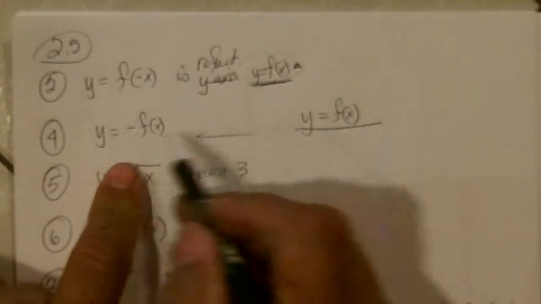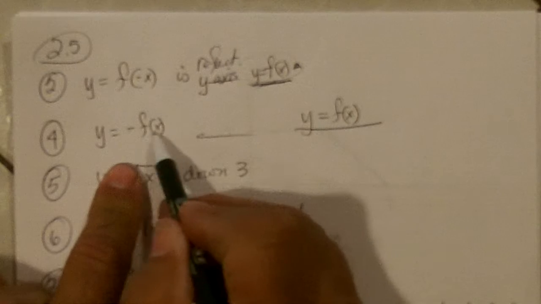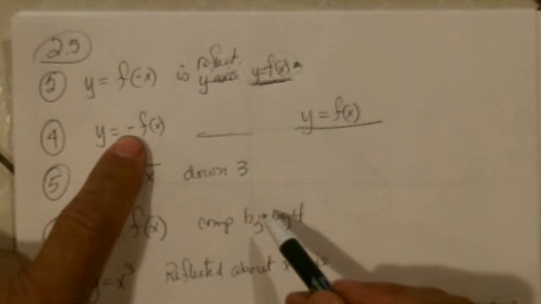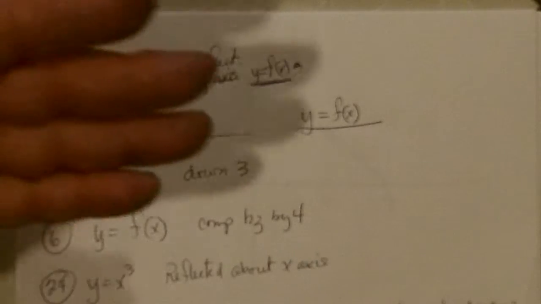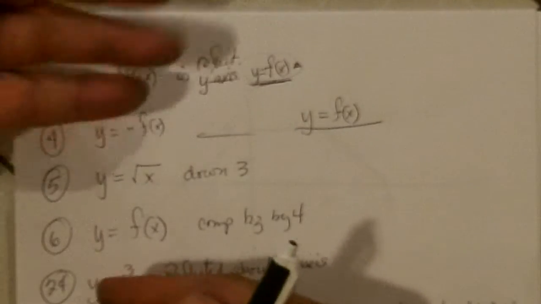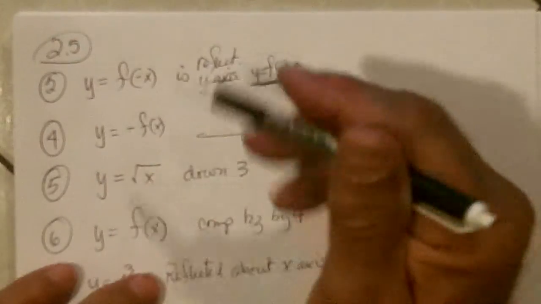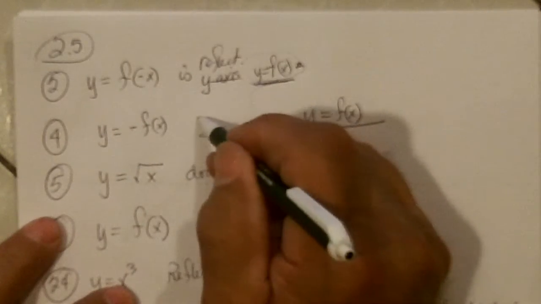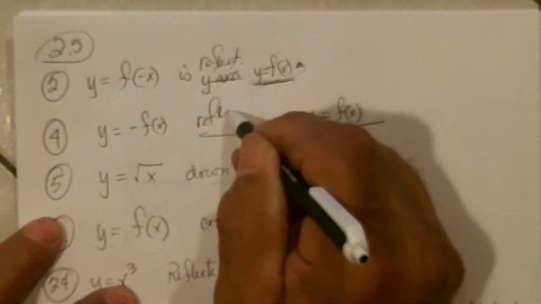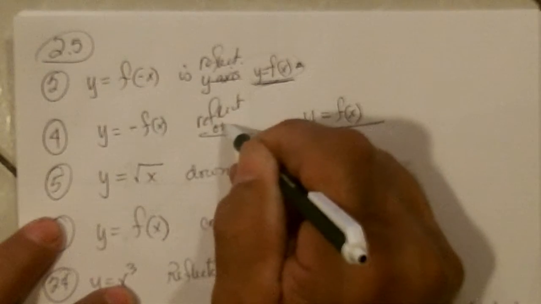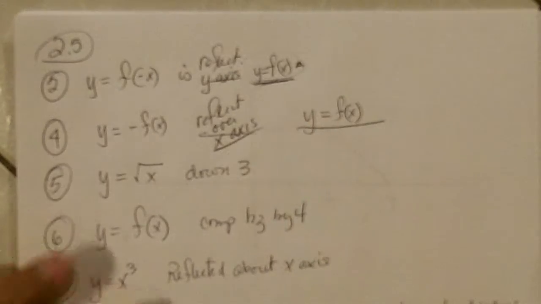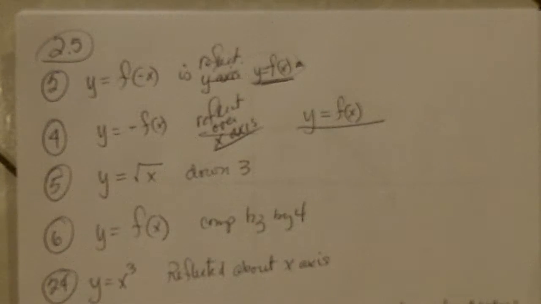Now what happens to this when you put a minus on the outside? The outside works vertically, and the negative is a reflection, so this goes this way, so it reflects over the x-axis. That's what they kind of want you to do.